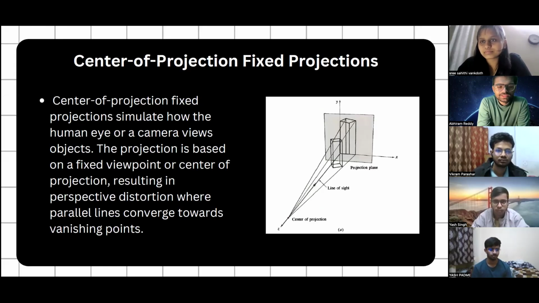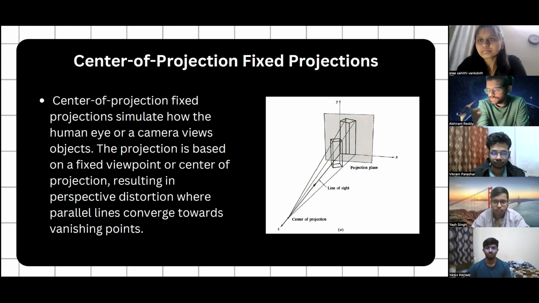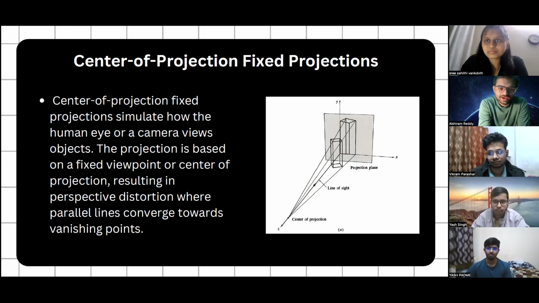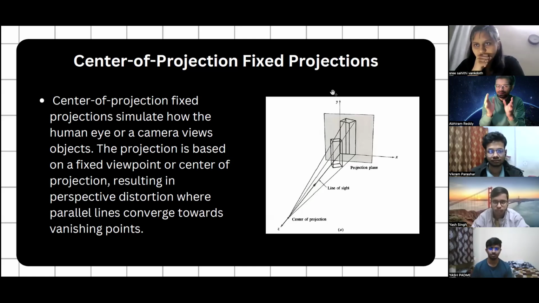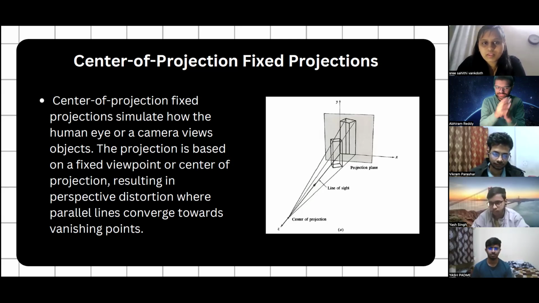Okay, now on the other side of the coin is center of projection fixed projections. Unlike object fixed projections, center of projection fixed projections simulate how a human eye or a camera works. In this, the projection is taken from a fixed viewpoint, also called the center of projection, which results in perspective distortion. That is where the lines which seem parallel at each vertex of the object seem to converge towards points called vanishing points.